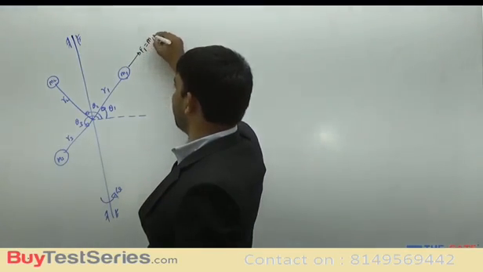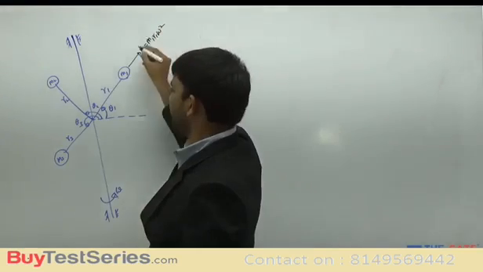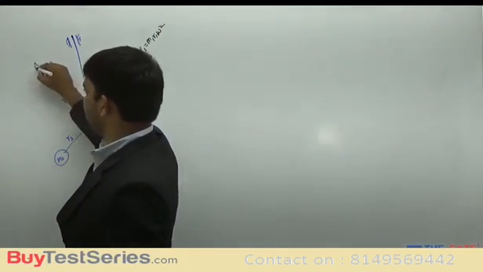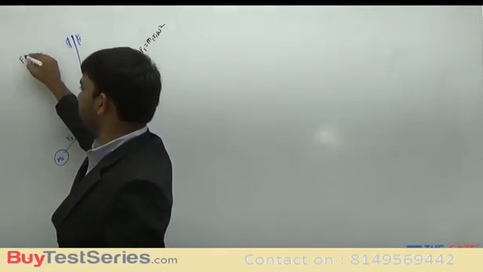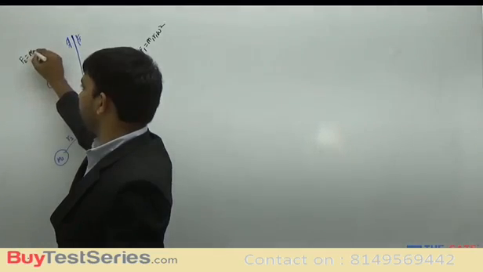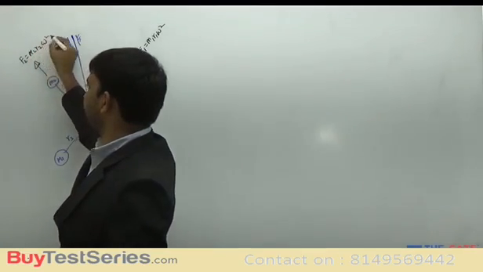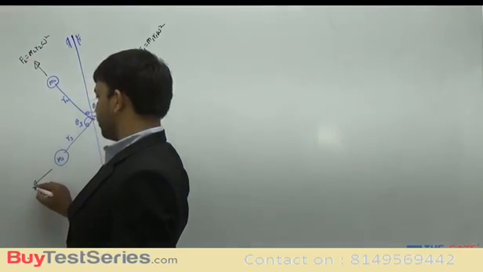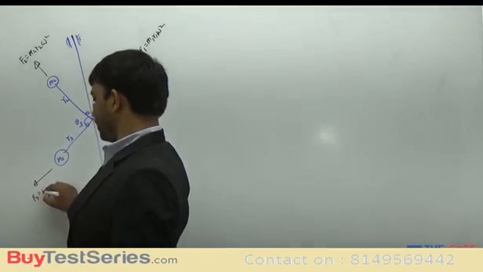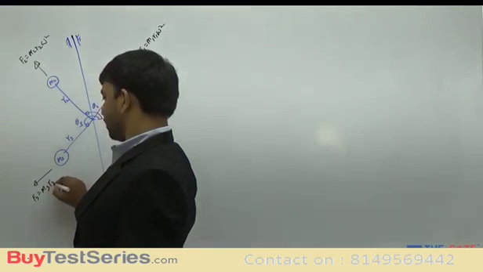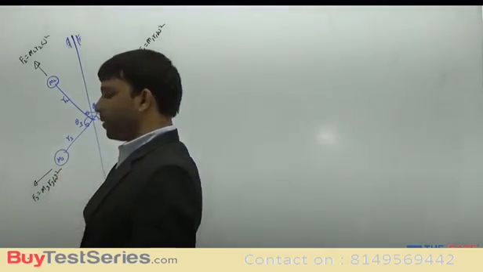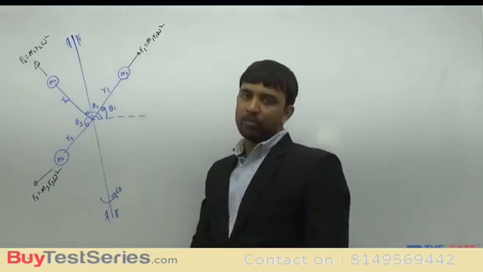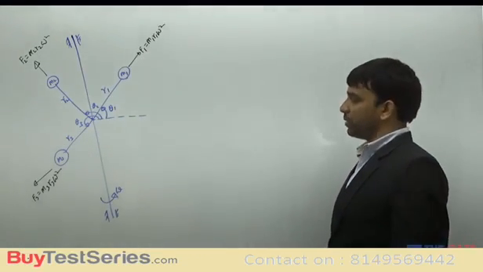That I am calling as M1, so R1 omega square. This mass will produce a radially outward centrifugal force, F2, that is M2 R2 omega square. This mass will also produce some centrifugal force, F3, that is M3 R3 omega square. The three masses will produce centrifugal forces in radially outward direction.